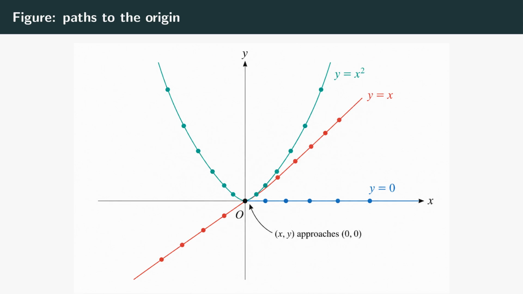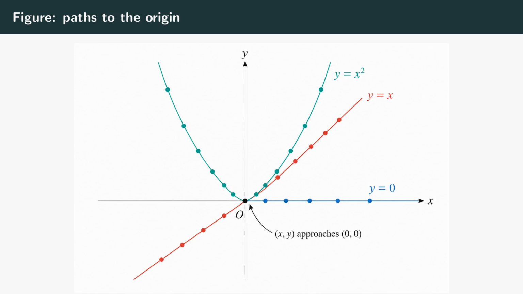Here is the geometry on a flat canvas. 3 different approach paths all converge on the origin: the blue x-axis, y equals 0, the red diagonal line, y equals x, and the teal parabola, y equals x squared. The dots along each curve mark a sequence of points marching steadily toward the origin. For our function xy over x squared plus y squared, compute the value at each dot.